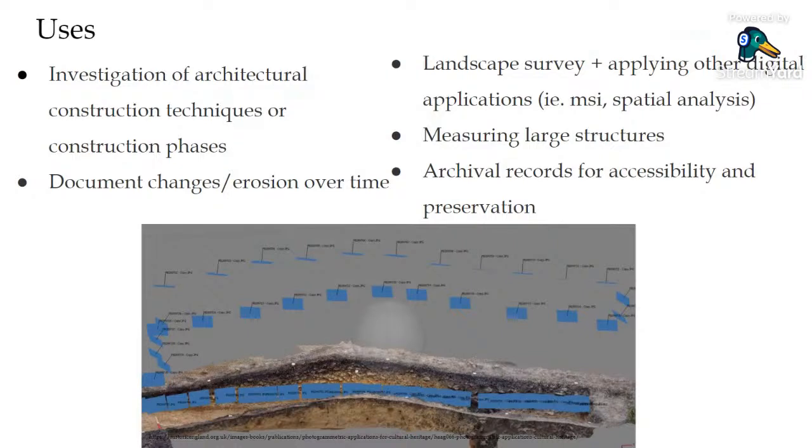So there are many reasons to create 3D models using photogrammetry of exterior subjects, such as investigating architectural construction techniques or construction phases, either of structures or during excavations to document soil layers. You could use it to document changes or erosion over time of a landscape or an object. And you can use it in landscape survey, in which you can also apply other digital applications, such as multispectral imaging or spatial analysis. You can use it for measuring, and it's commonly used for archiving to increase accessibility and preservation.